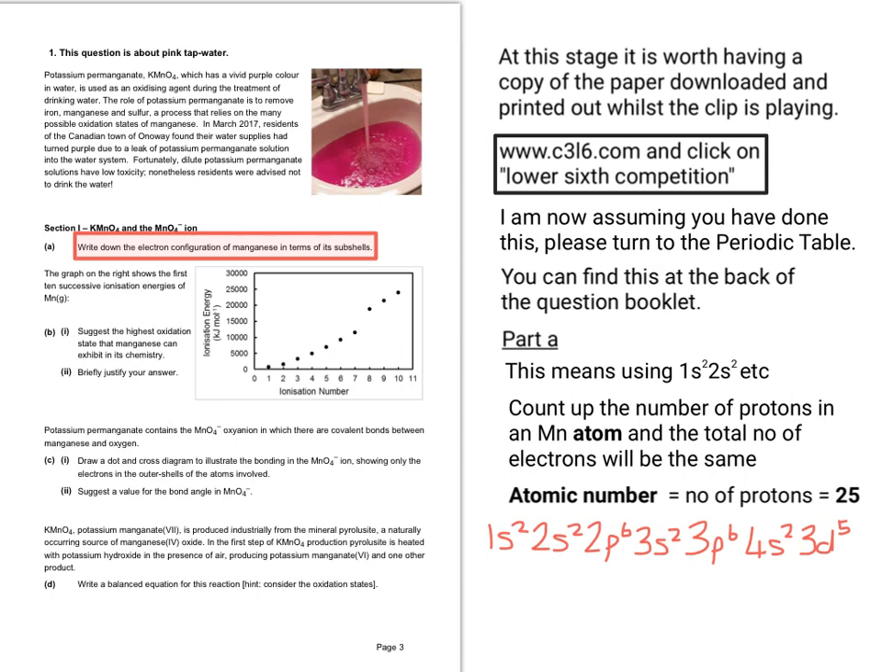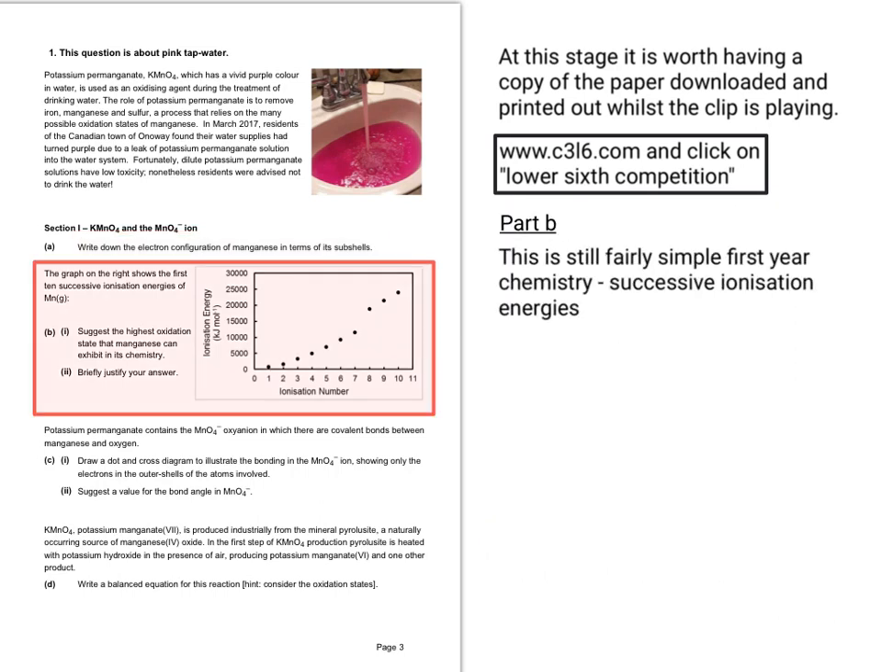And you can do a quick check as well. If you take all of the superscript numbers, which represent the number of electrons in each of those orbitals and subshells, it should add up to 25, which is the same as the atomic number, which is the same as the number of protons. So this is still fairly simple first-year chemistry if we're moving on to part B.